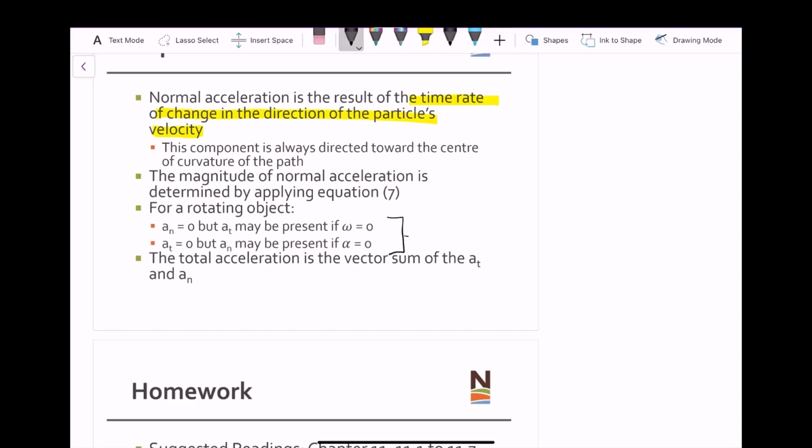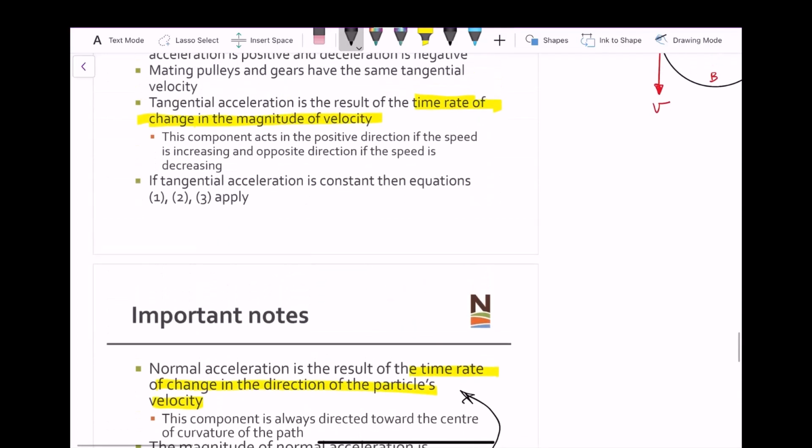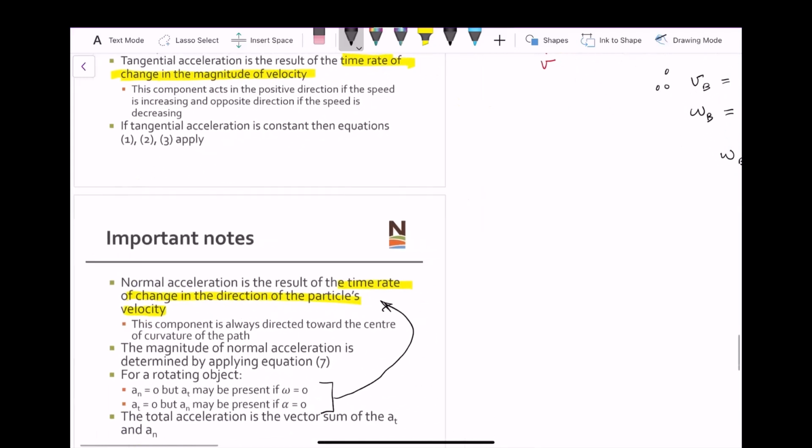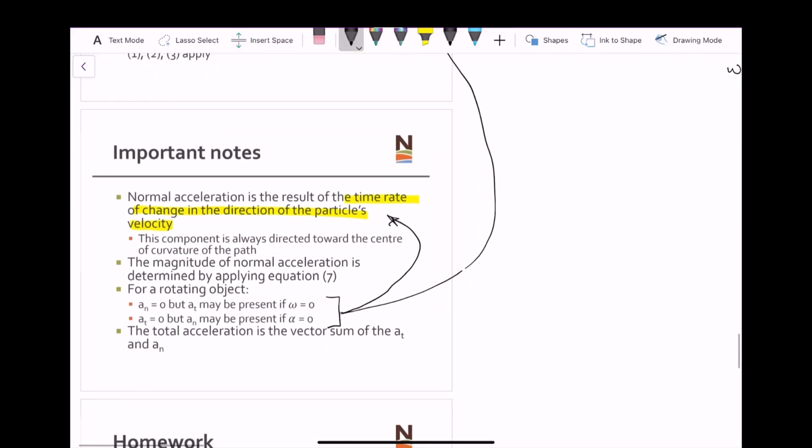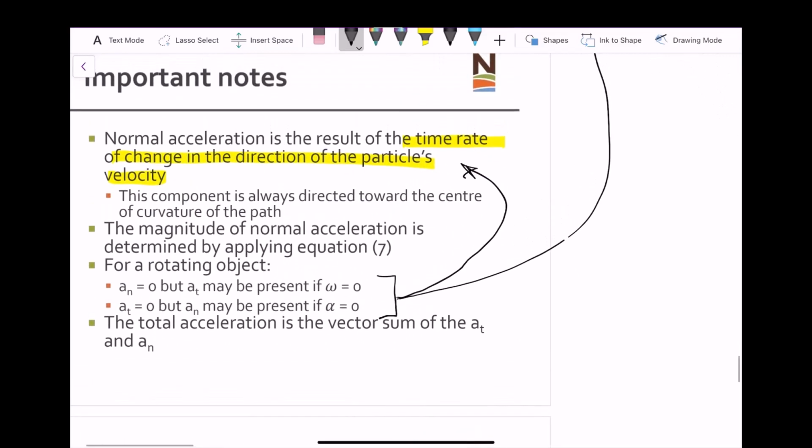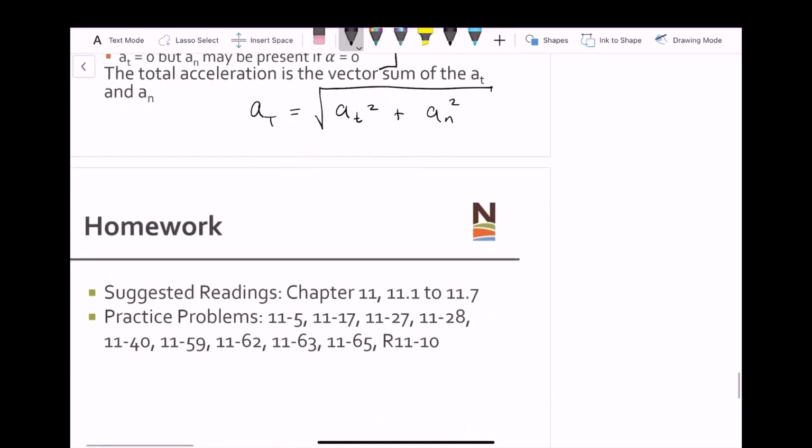That has to do with this point right here, as well as the other point up here as well, okay? This is basically a summary of what we just said there. So the total acceleration is the vector sum of the tangential and normal acceleration. Remember, that's A_T is equal to that squared plus that squared, just using the Pythagorean theorem.